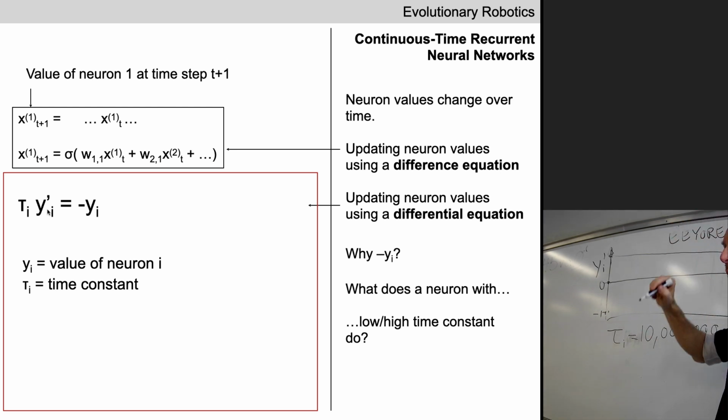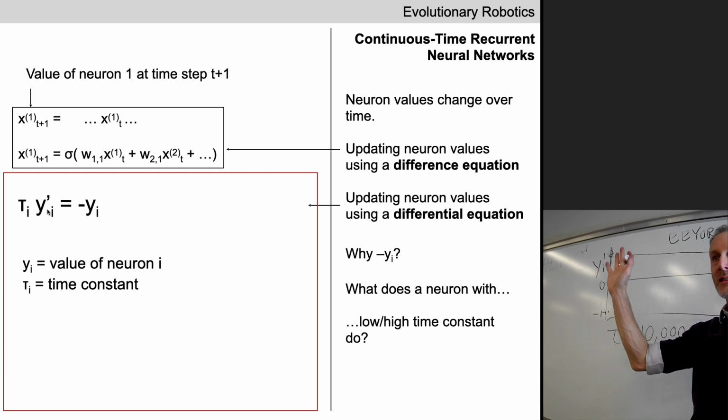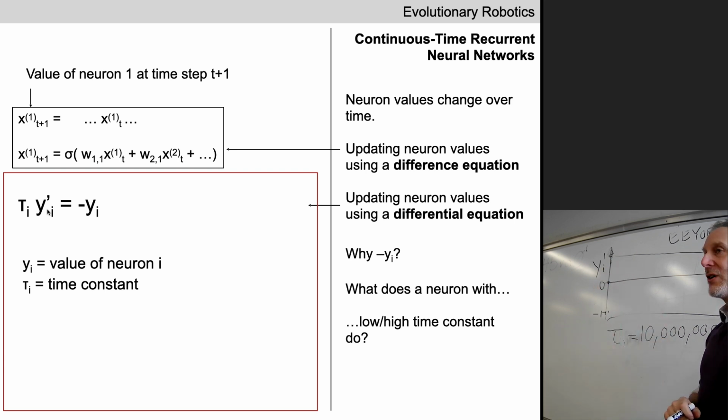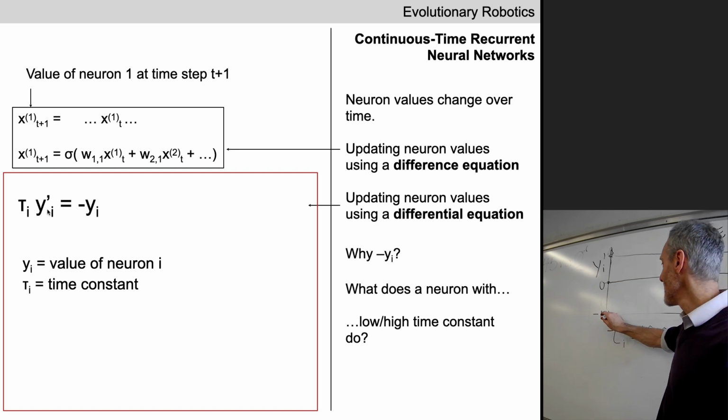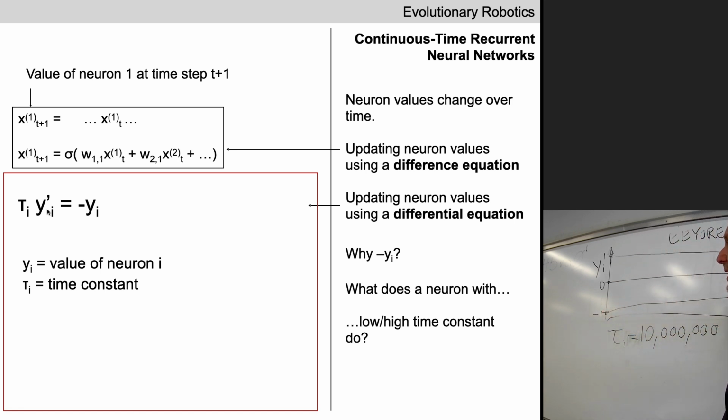If you remember your Winnie the Pooh stories, Eeyore, very chill. It took a lot of prodding to get him to do anything. Low time constants, Woody Allen neurons, you just poke them, they freak out. Neurons with very high time constants associated with them, they're Eeyore neurons. If you set their initial value to -1, they're not going to change very much.